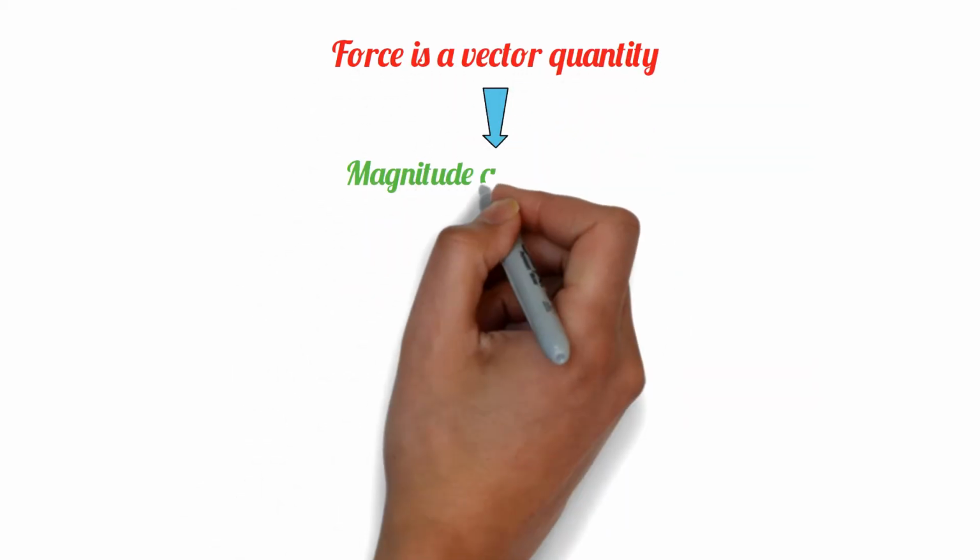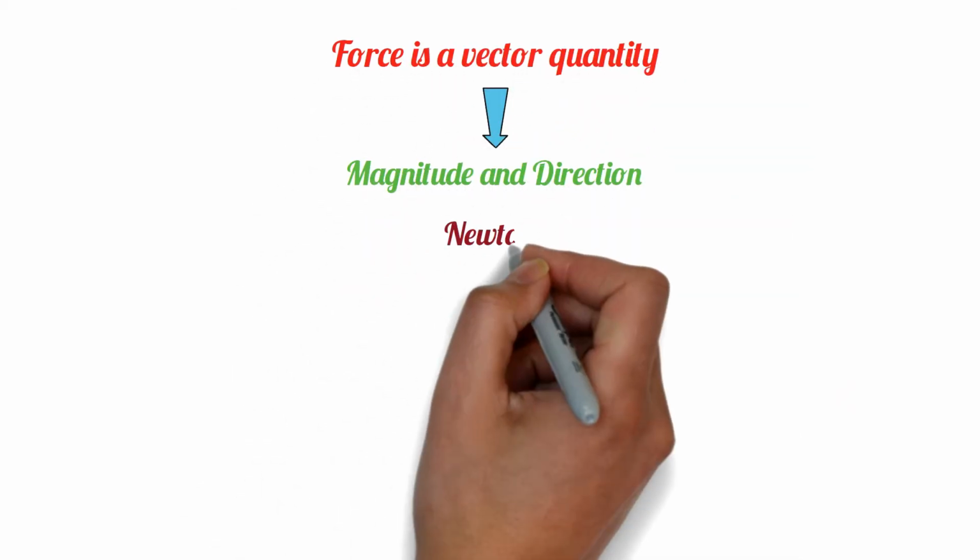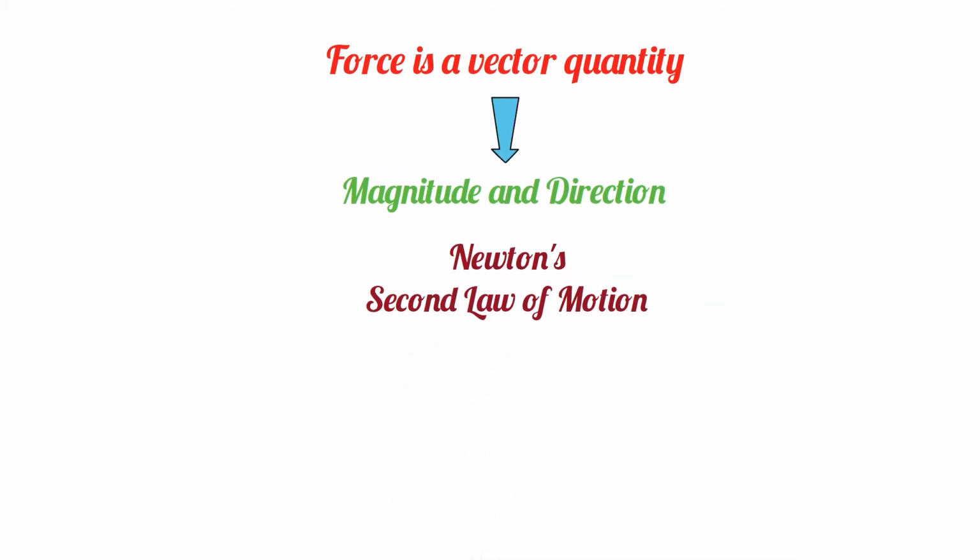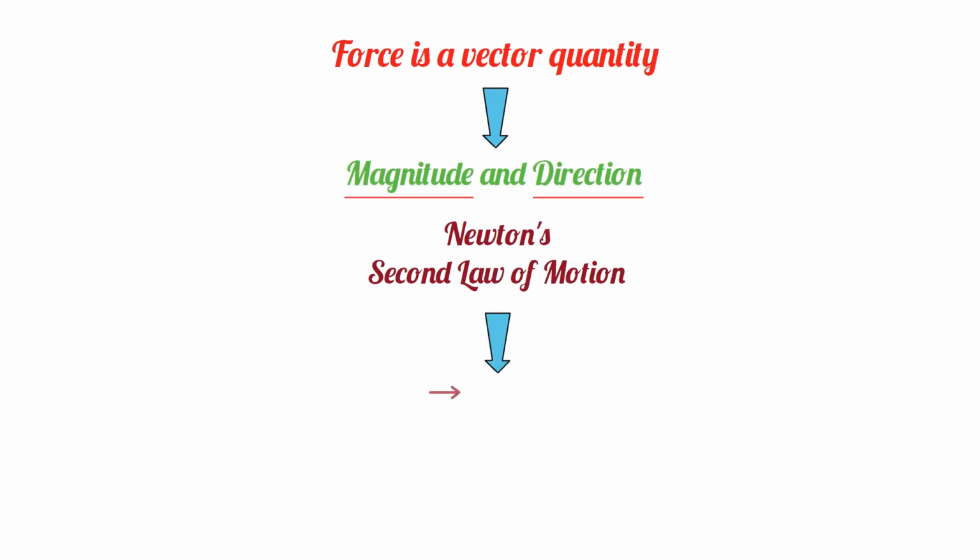Force is a vector quantity because it has both magnitude and direction. Newton's second law of motion gives not only the magnitude of force, but also gives the direction of force. According to this law, the direction of the applied force is the direction of change of momentum, or the direction of change of velocity, that is the direction of acceleration.